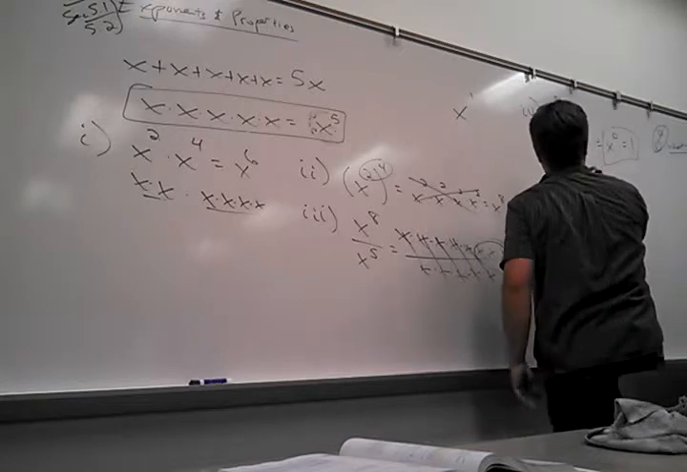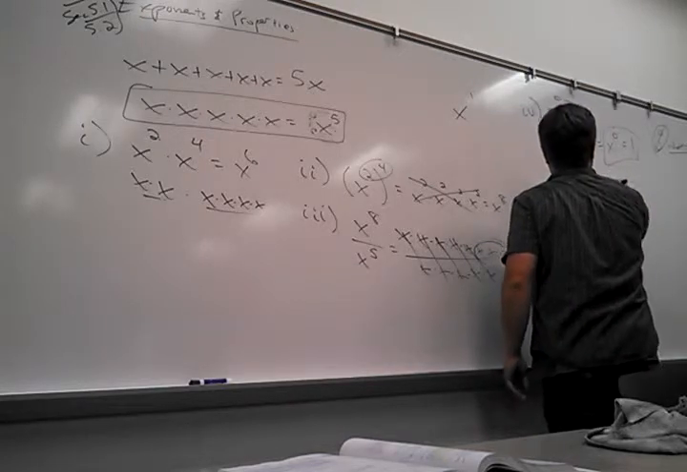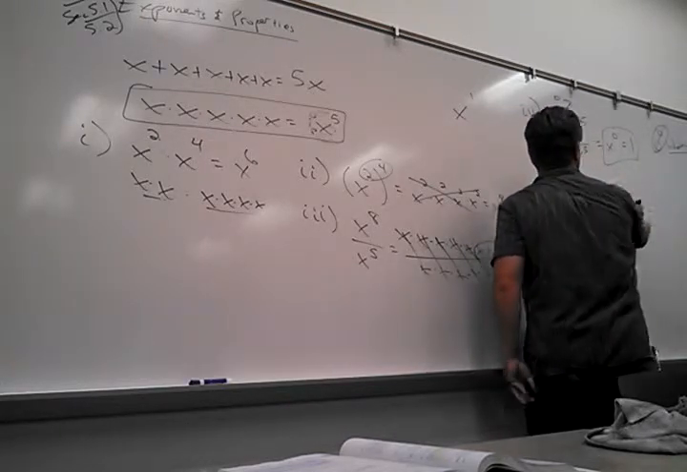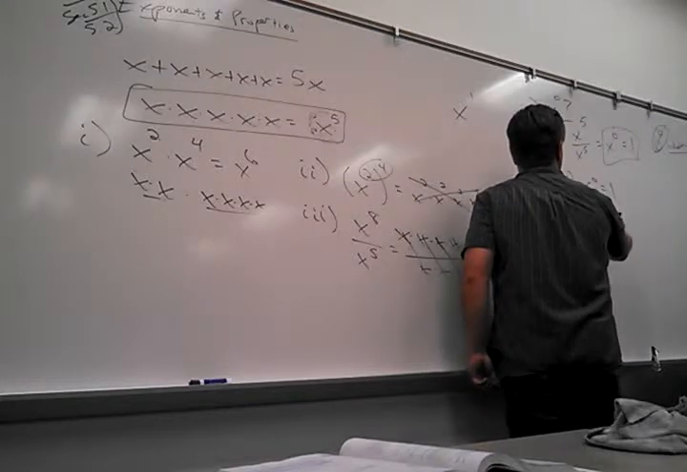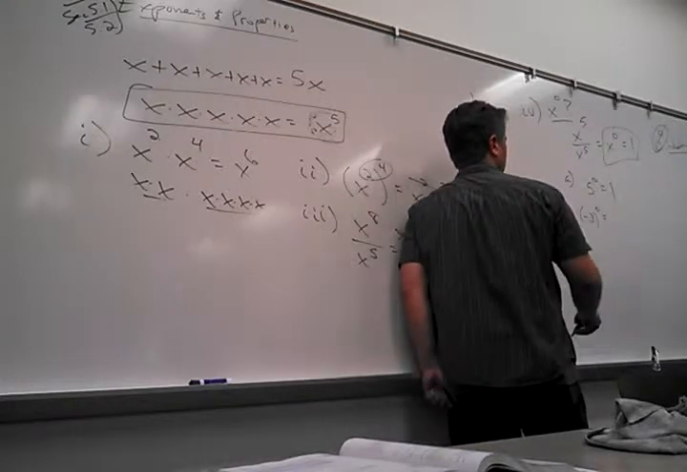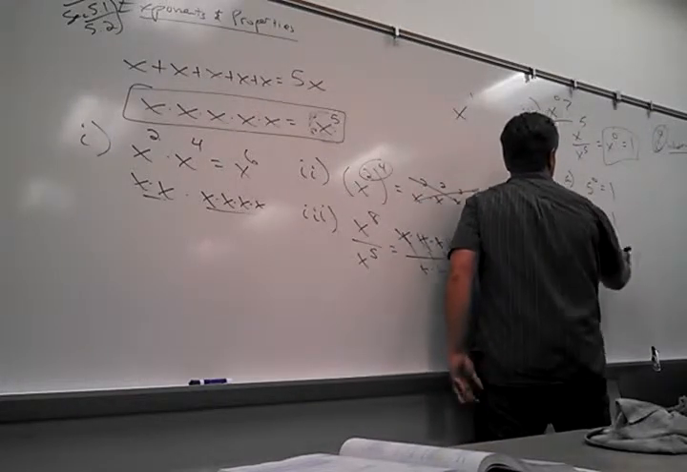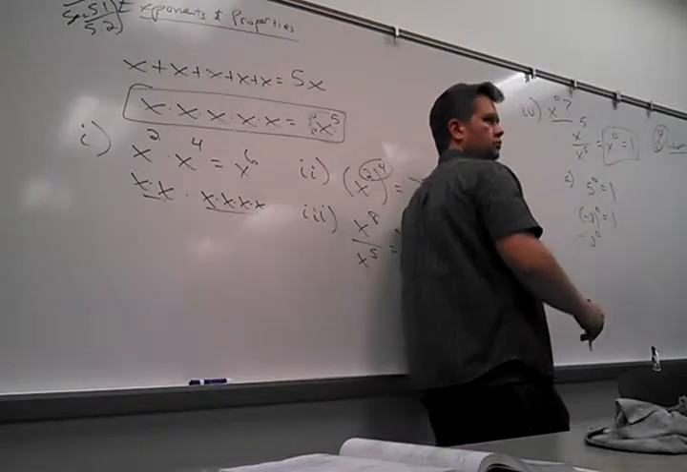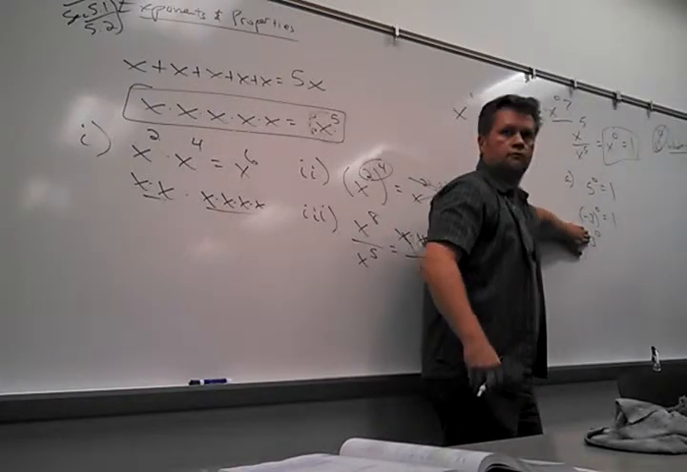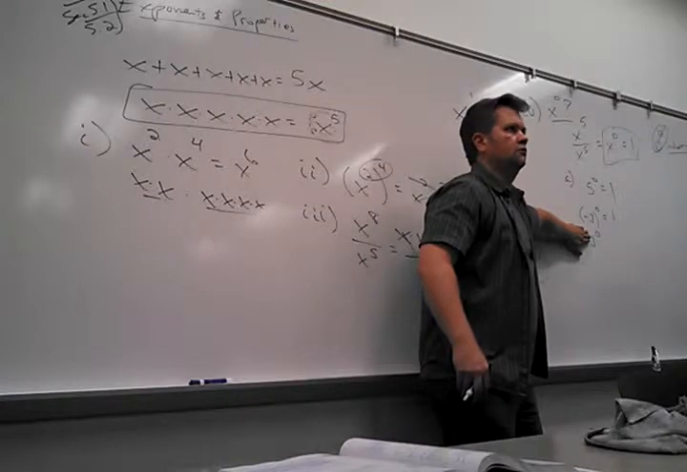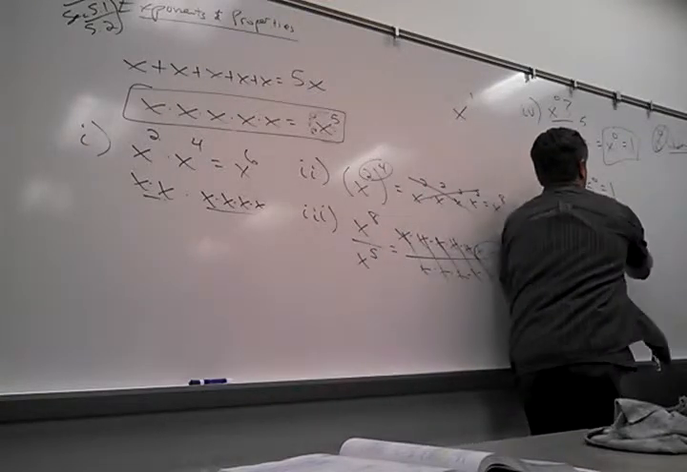So, let me do an example here. What's 5 to the 0? 1. What's negative 3 to the 0 like that? 1. No. What's that? What's 3 to the 0? 1. With a negative on it. Negative 1. Negative 1.